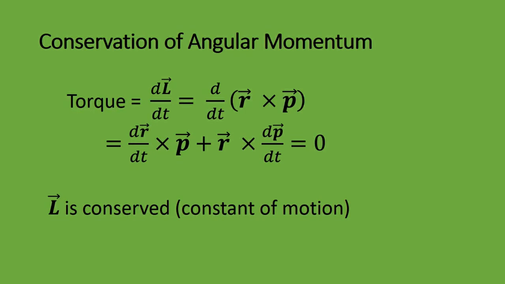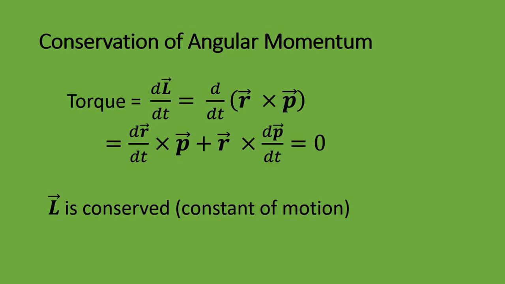Let's look at the first term. The derivative of r with respect to time is just the velocity of the object. Now velocity is parallel to linear momentum p, and we all know that the cross product of two vectors that are parallel is just zero. So the first term should vanish, is equal to zero, because the velocity, that's the derivative of r with respect to time, is parallel to the vector linear momentum p.